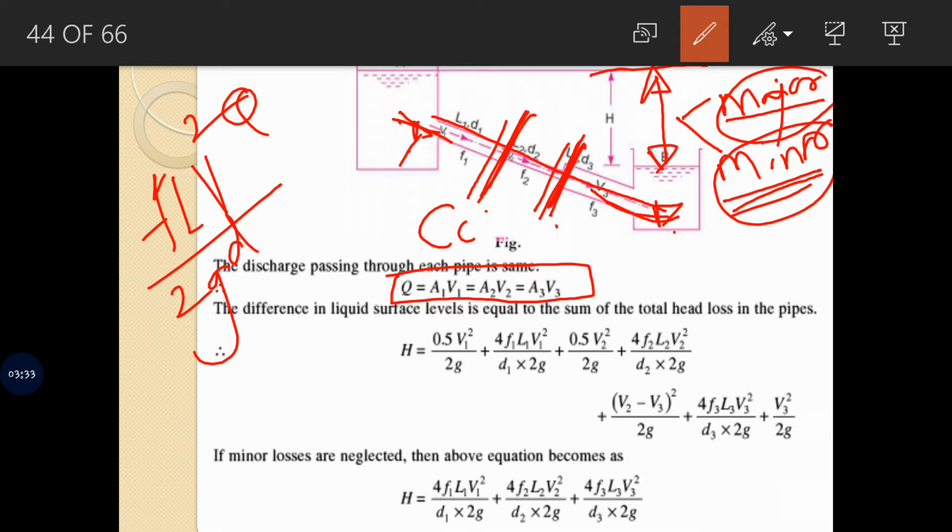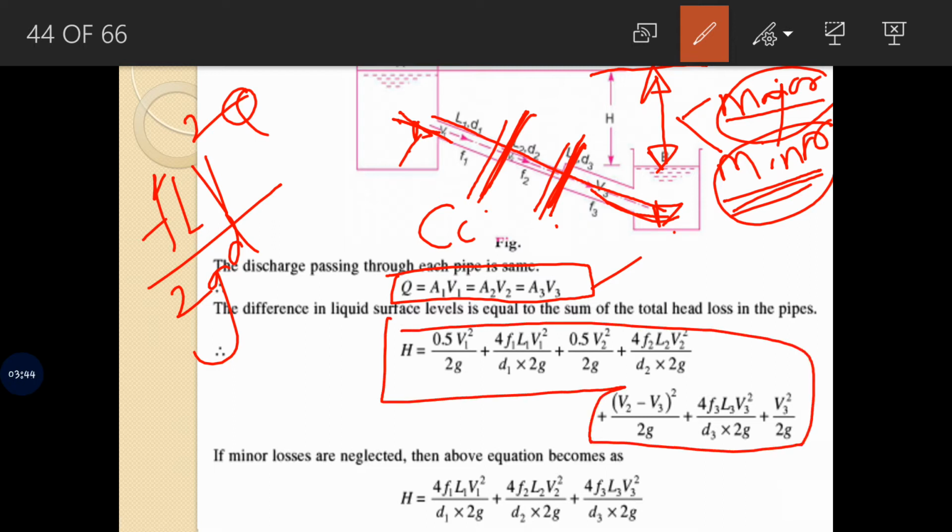Now let us write the equation. This is the first condition which we had discussed. The discharge is going to remain constant, and the second condition is this. This is the complete equation. H is equal to all the losses. We had discussed all the losses. First we are going to have the entry loss. Then once the fluid flows, the liquid is going to flow in this pipe, so friction loss.